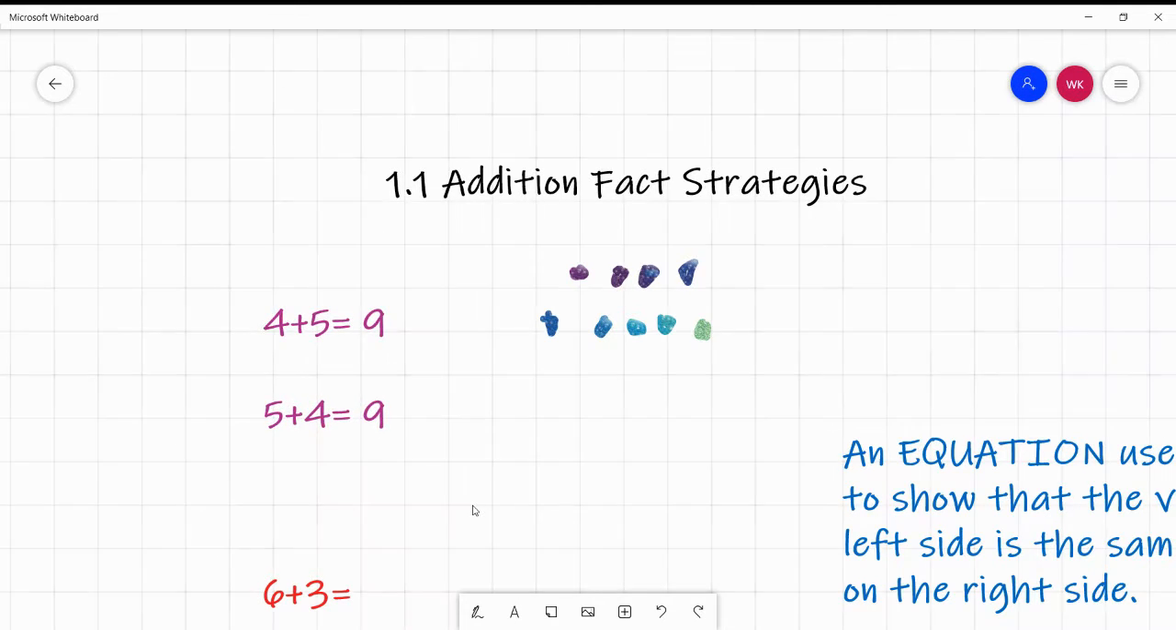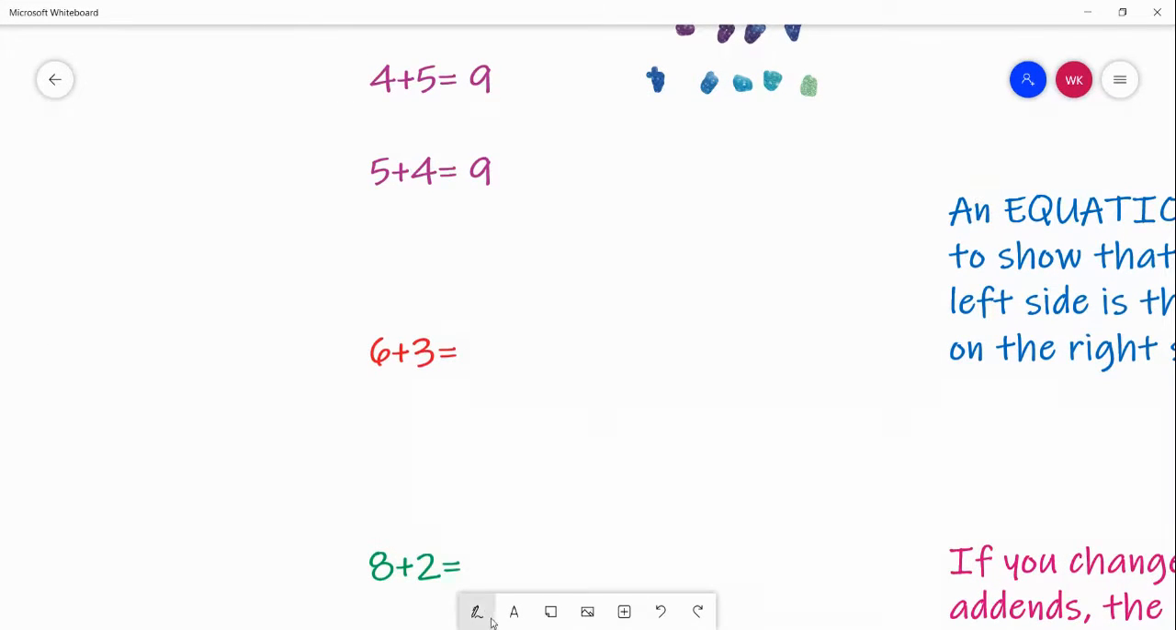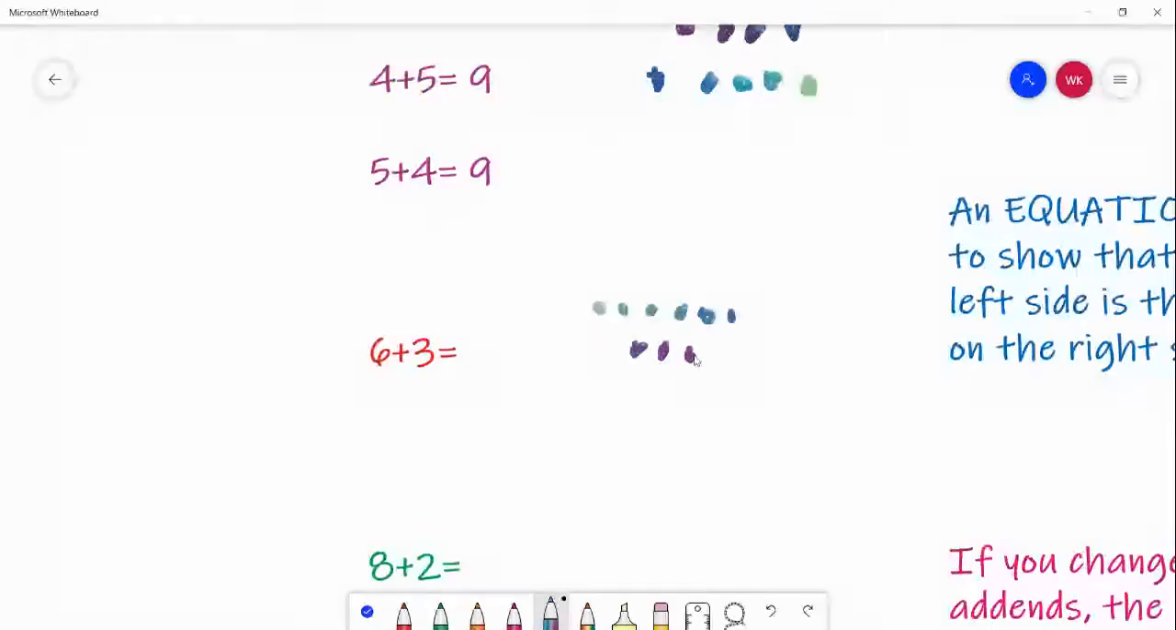Let's go ahead and try another one. 6 plus 3. So I'm going to go ahead and draw my 6 dots first. So go ahead and do that with me. 1, 2, 3, 4, 5, 6. And then we're going to draw out 3, 1, 2, 3. Now we're going to add them all together. So we have 1, 2, 3, 4, 5, 6, 7, 8, 9. So 6 plus 3 equals 9.